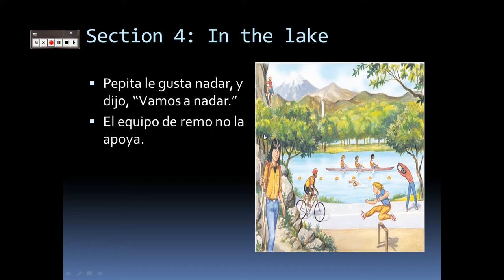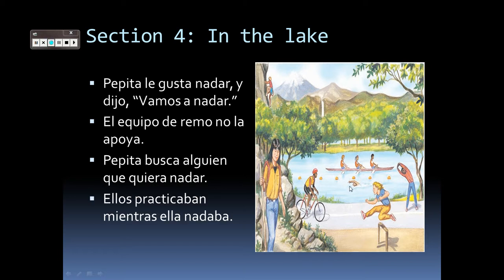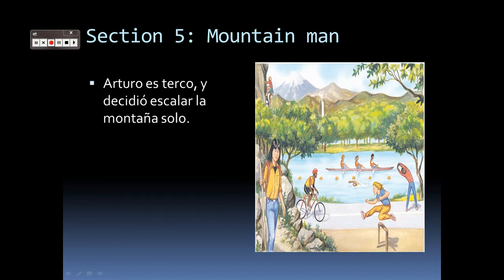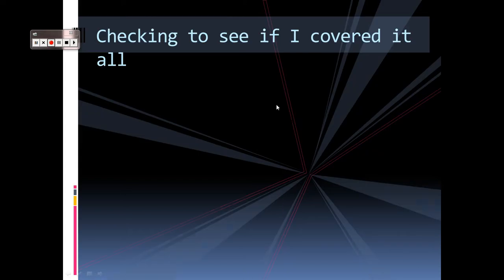There's your object pronoun. Pepita busca a alguien que quiere nadar. Pepita looks for somebody that wants to swim, but of course can't find anybody. Ellos practicaban mientras ella nadaba. They practiced while she was swimming. Well, I got some imperfect right there. And an idiomatic expression. Now let's talk about mountain guy. Arturo es terco y decidió escalar la montaña solo. Arturo is stubborn, and he decided to climb the mountain alone.